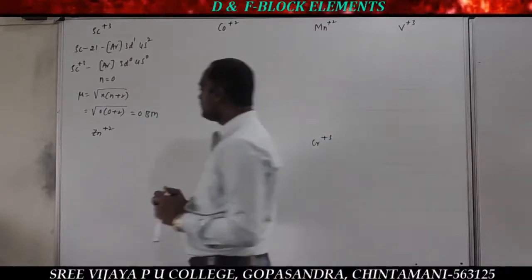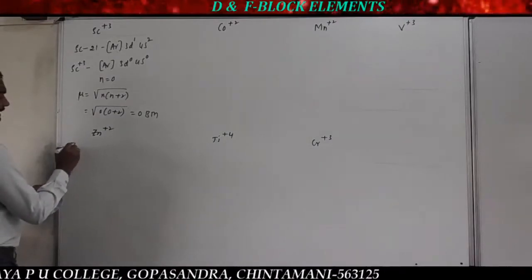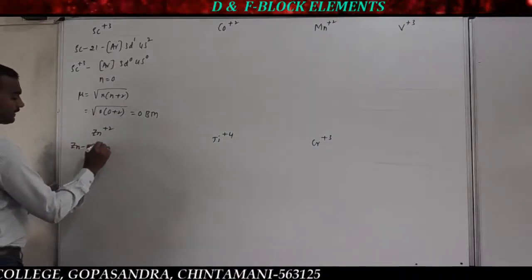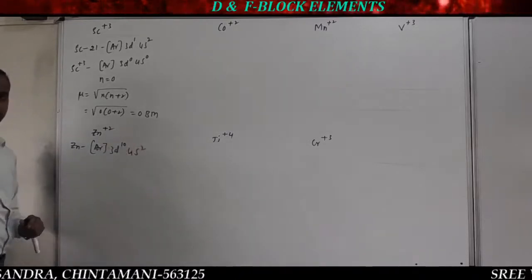So after that, cobalt plus 2, okay, zinc plus 2. So for zinc plus 2, what is the configuration for zinc? The zinc configuration is argon 3d10 4s2. That is the configuration for zinc.